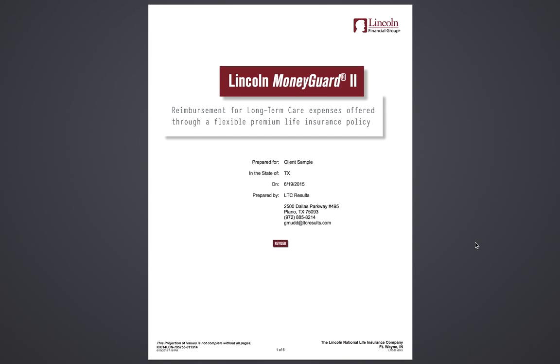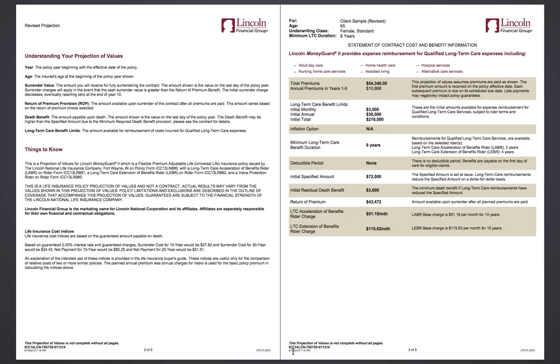This video goes over the illustration that's generated from Lincoln MoneyGuard 2 product, which is their Universal Life Combo LTC product. The first page is a cover page, but do notice there are only 5 total pages as part of the illustration that must be given to the client. There's some additional pages that we've gotten illustrated using the software, and we'll go over what those pages have in them also. Page 2 gives you the definitions right up front.